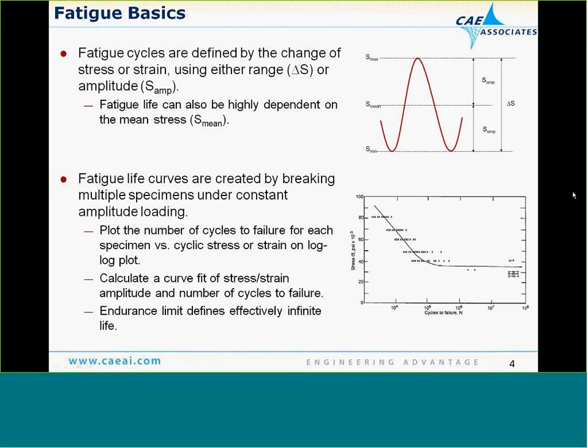And a couple things you'll notice from the figure below is that usually there's a lot of scatter in the data. And secondly, you can have a situation where the SN curve will flatten out, and any stress below that value is considered infinite life. That's called the endurance limit.